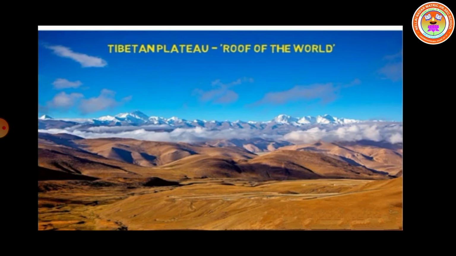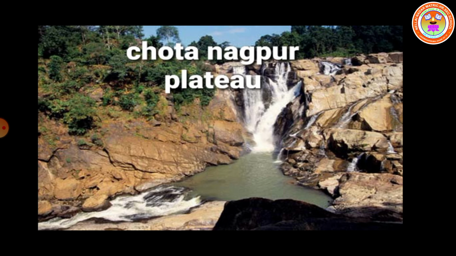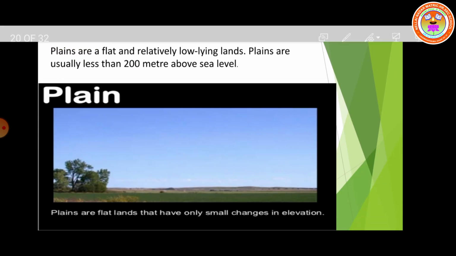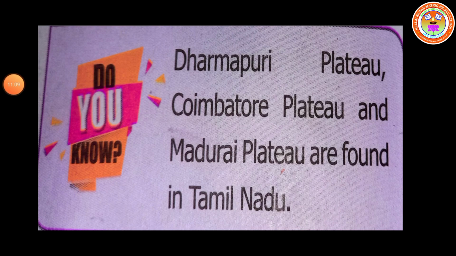The plateaus are generally rich in minerals. Next we have Chota Nagpur plateau. It is one of the mineral rich plateaus in India. Therefore, mining is one of the major activities of the people living here. The Deccan Plateau in Peninsular India is of volcanic origin. Dharmapuri Plateau, Coimbatore Plateau and Madurai Plateau are found in Tamil Nadu.